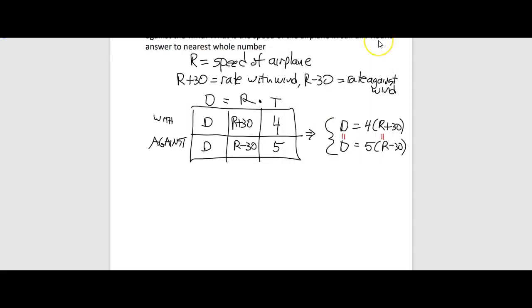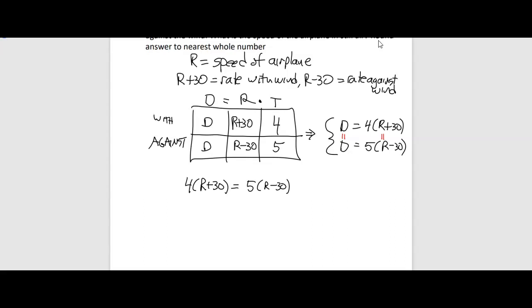This will allow us to create an equation: 4 times r plus 30 equals 5 times r minus 30. One equation. This is basically substitution. And now we solve for r.